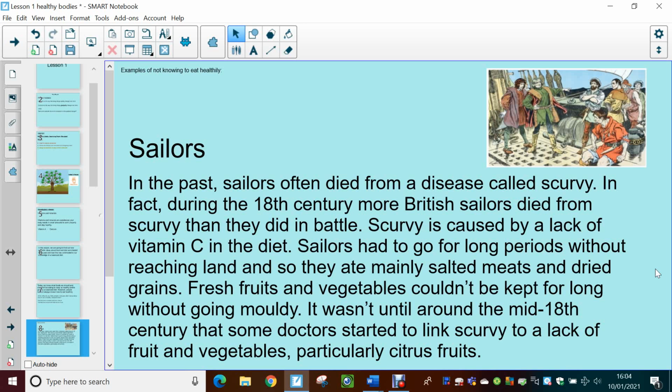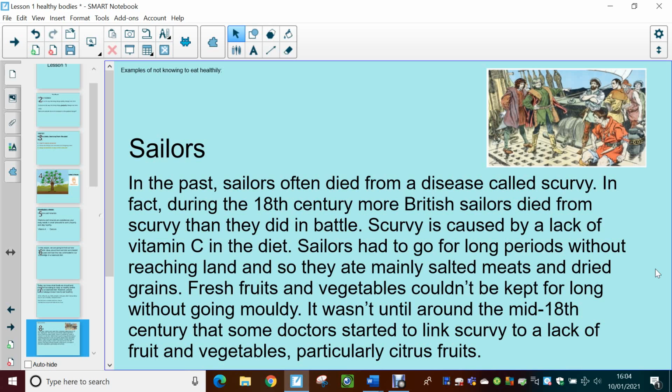So our first example is looking at sailors. In the past, sailors often died from a disease called scurvy. In fact, during the 18th century, more British sailors died from scurvy than they did in battle, and they had a lot of battles. Scurvy is caused by a lack of vitamin C in the diet.